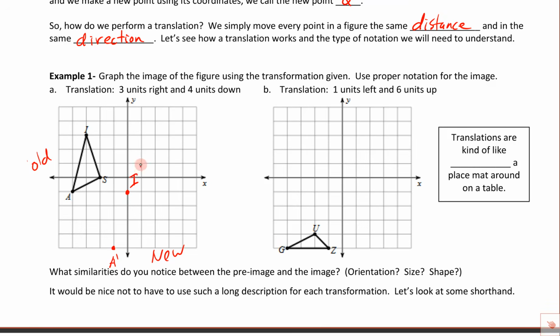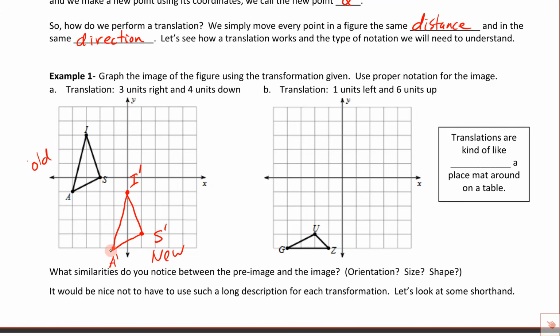So this would be I, and again, remember it says use the proper notation for the image. So this is the old one, this is the pre-image, this is where the new one's going to go. And we're going to go over 3, so 1, 2, 3, and then we're going to go down 1, 2, 3, 4, and we're going to put a point right there. Now the point that I was moving was S, the old point was S, so the new point is S prime, and then we're going to connect these to make the figure.